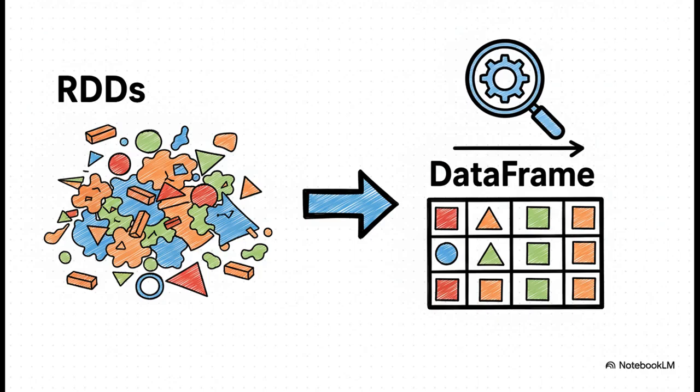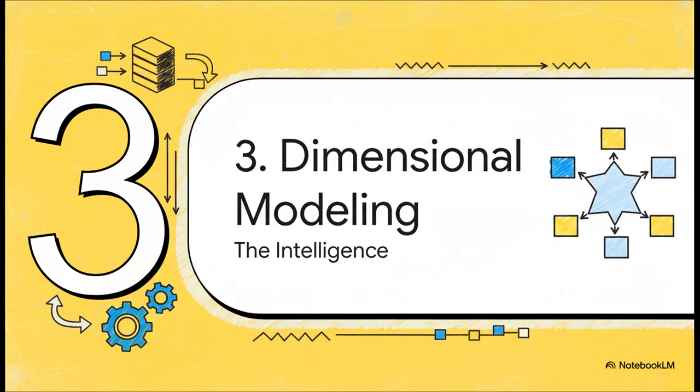Well, because a data frame has a structured, table-like format, it lets Spark's Catalyst optimizer kick in. You can think of Catalyst as this little genius query planner that analyzes your code, figures out what you're trying to do, and then creates the most efficient execution plan possible. You trade a little bit of low-level control for a massive gain in performance. It's a no-brainer.